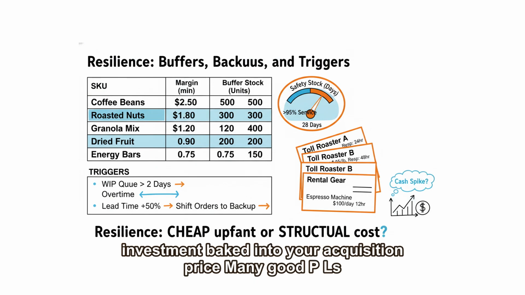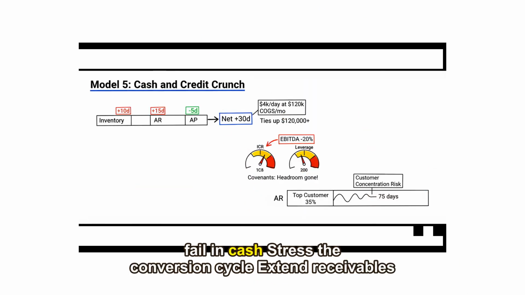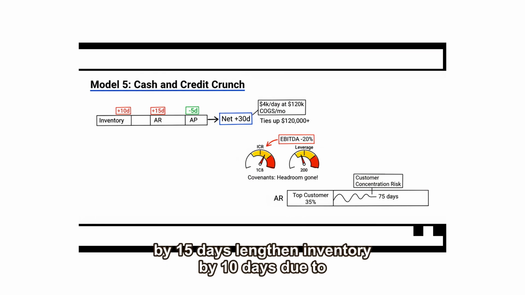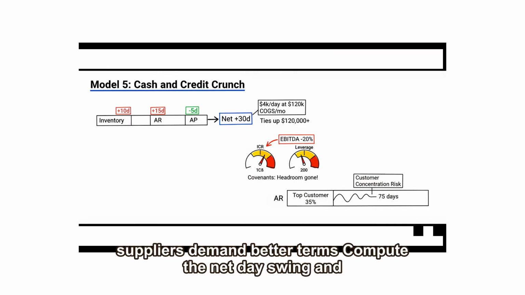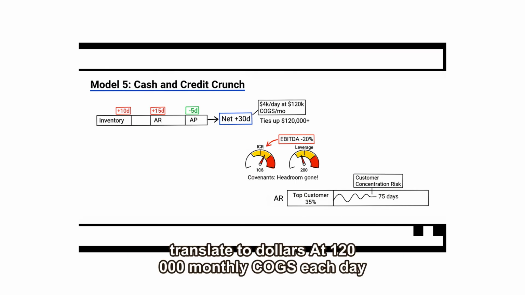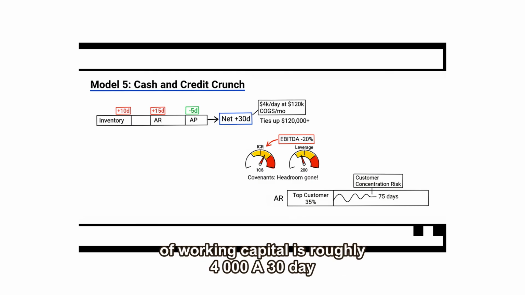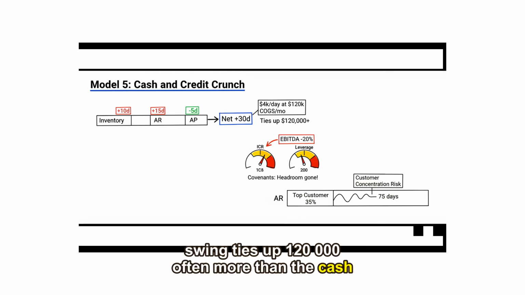Many good P&Ls fail in cash. Stress the cash conversion cycle. Extend receivables by 15 days, lengthen inventory by 10 days due to safety stock, and watch payables tighten by 5 days if suppliers demand better terms. Compute the net day swing and translate to dollars. At $120,000 monthly COGS, each day of working capital is roughly $4,000. A 30-day swing ties up $120,000, often more than the cash on hand.